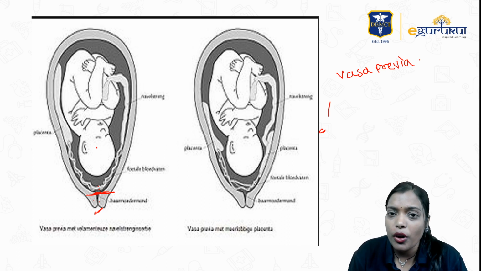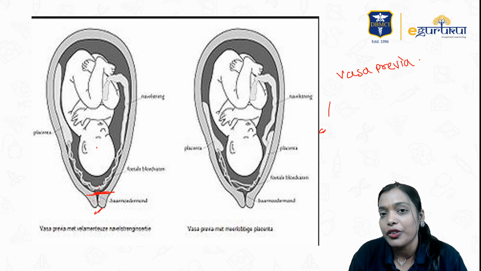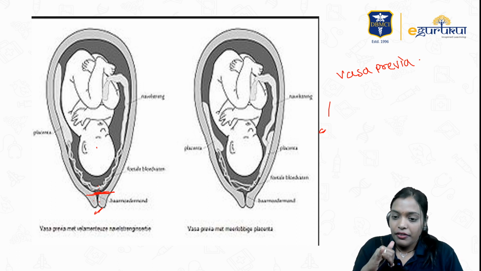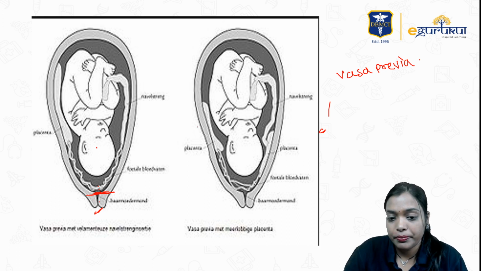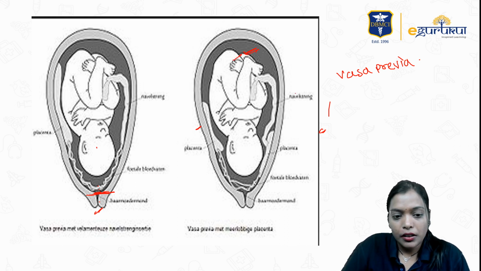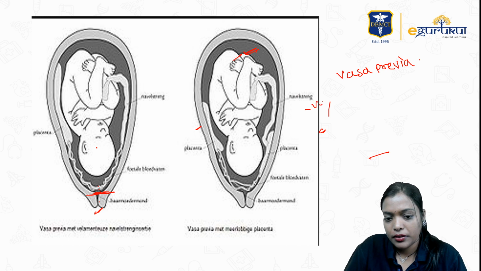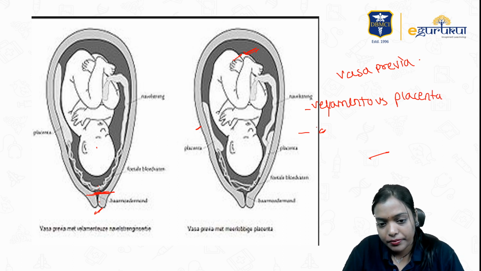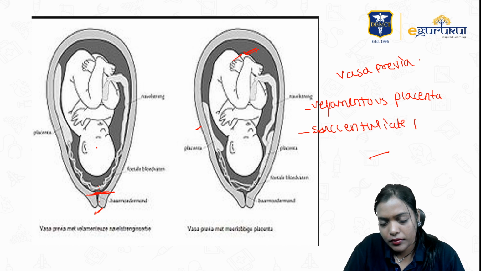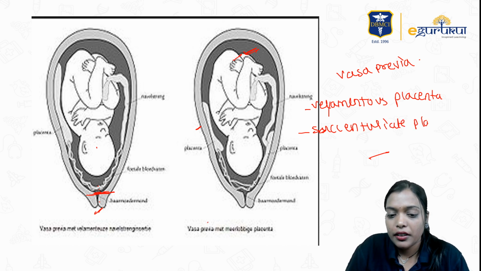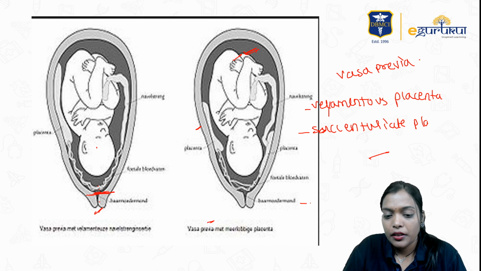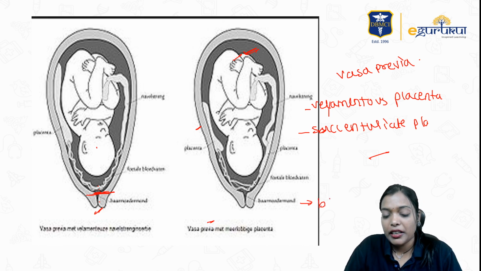So what kinds of placentas can present with Vasa Previa? Velamentous placenta, succenturiate placenta, and placenta bilobata.